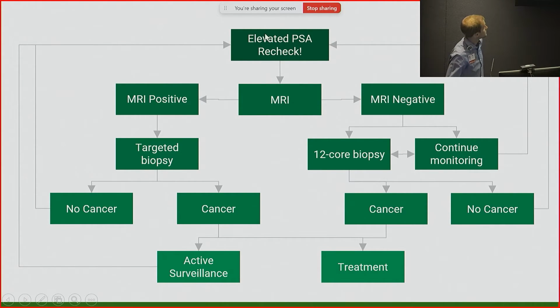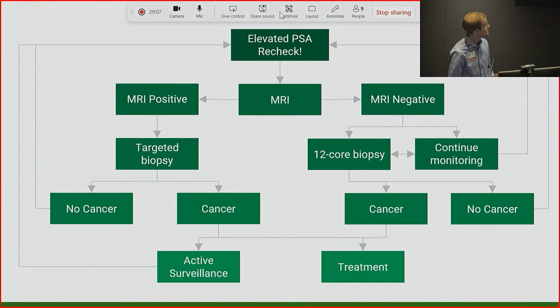So if you start up at the top here, you have an elevated PSA. Again, like I said, and I'll say again, always just recheck it. So if you have an elevated PSA and it goes down, I would probably continue just to monitor. If it's continued to be elevated, then I would absolutely recheck it. And then I order an MRI on pretty much everyone. I'll tell you a couple instances where I don't, and go from there. So after your MRI, well, if it's positive, that usually leads to a targeted biopsy.